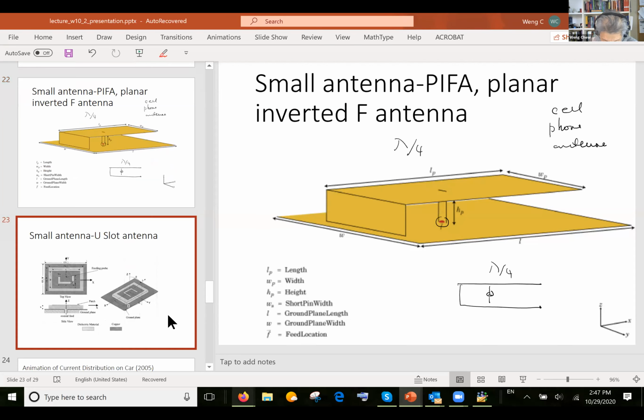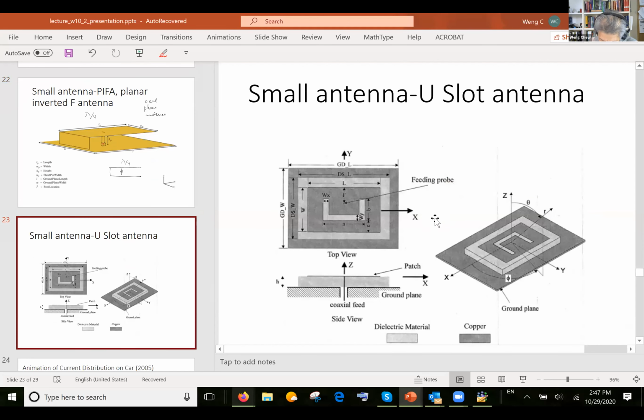And then you can also have what is called the U slot. The idea is very similar: if you can control the current flow on the patch antenna, you can control its resonant frequency. So you drive this antenna with the current source over here, and the current will have to go like this, very much like a folded dipole.